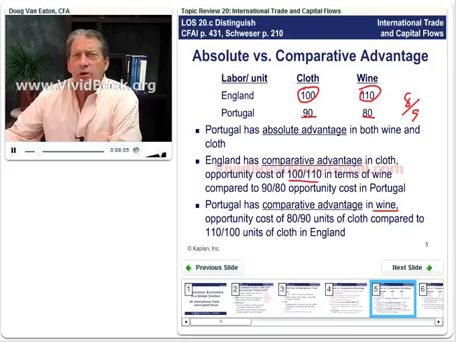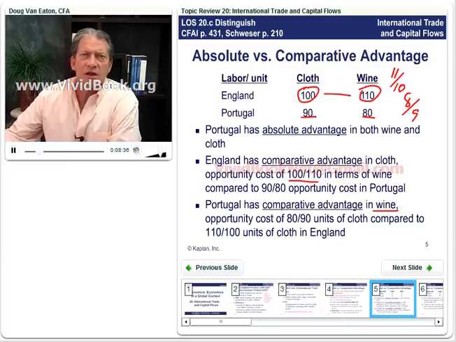And now we look in England. In England, how much cloth do we give up to produce wine? Well, we give up 11/10, right? 110 over 100. 11/10 of a unit of cloth, 1.1 units of cloth for a unit of wine. In Portugal, 8/9 of a unit of cloth to produce a unit of wine. So that's how we do the comparative advantage, is look at the opportunity cost.